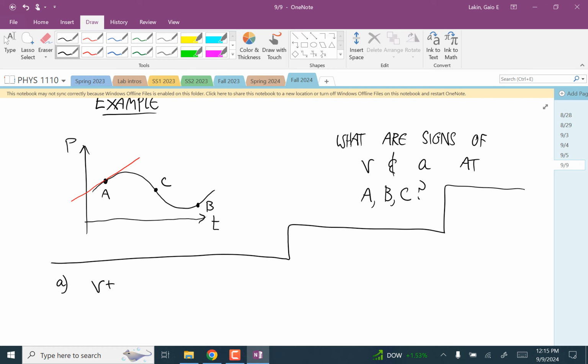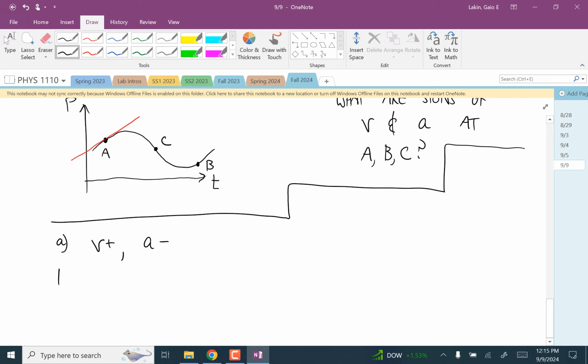So at A, is that part of a positive or negative curvature? Negative, yep. So the acceleration is negative at that point. Okay. So velocity and acceleration don't have to be the same sign or anything like that. They're independent of each other in that way.